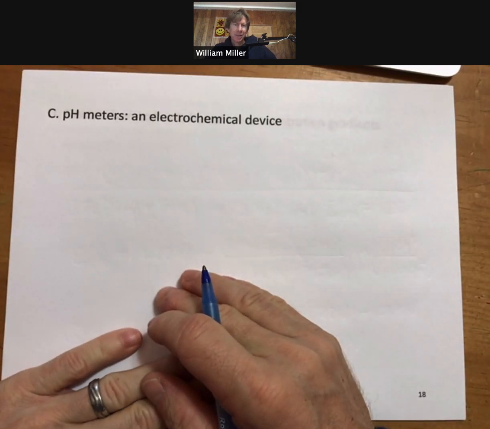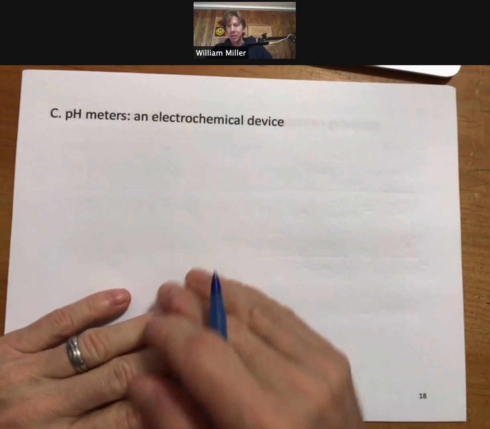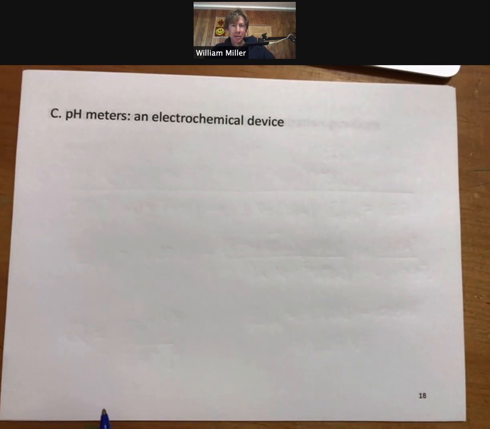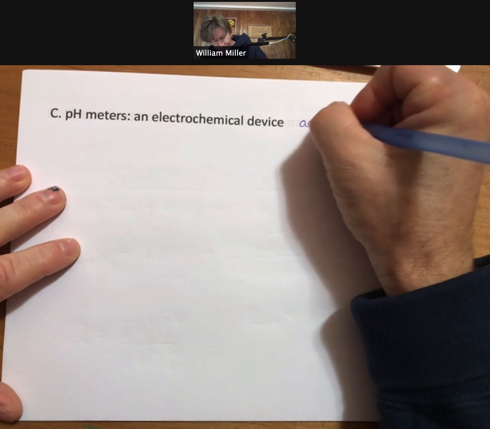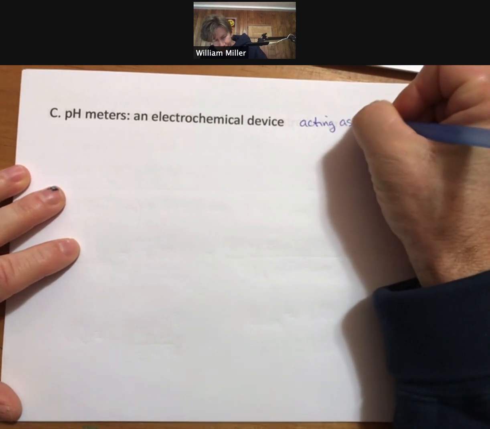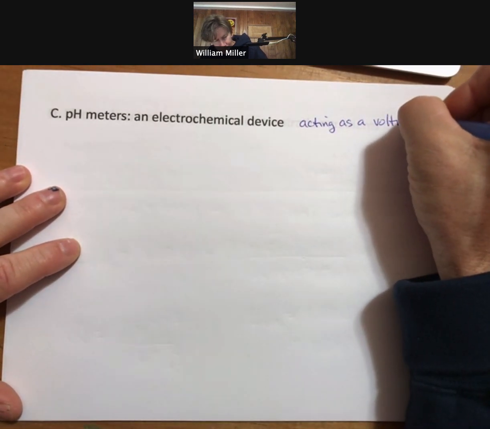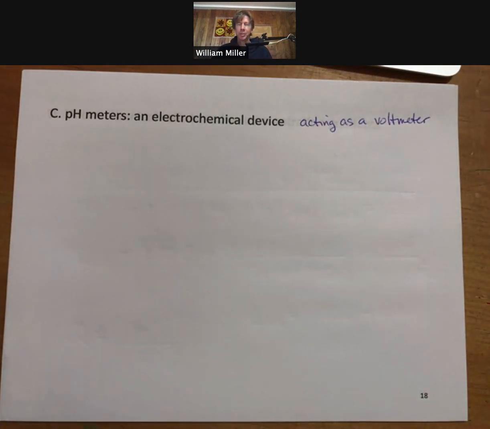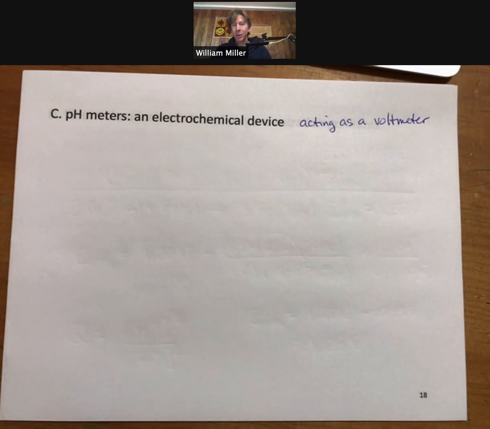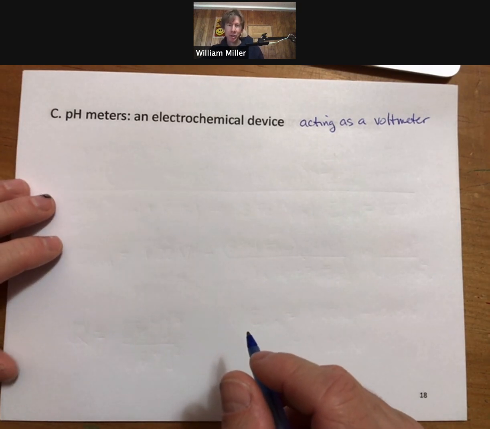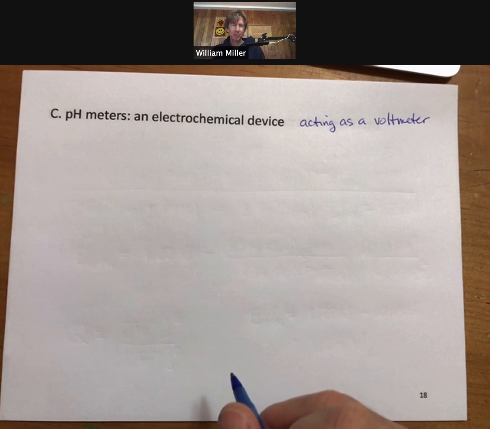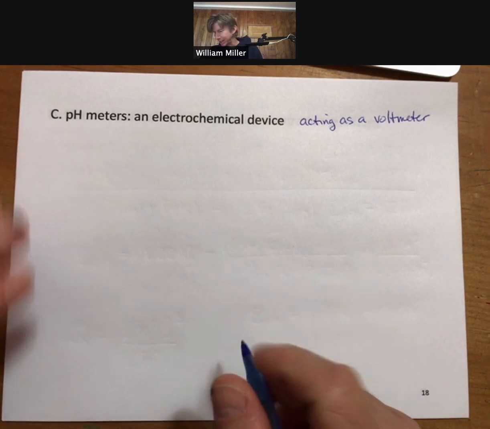About pH meters. Each pH meter is essentially an electrochemical device, and it's really acting as a voltmeter, meaning you measure a potential, and then there's an equation inside your pH meter that turns it into the pH. We're going to give an example of how a pH meter could work. This is pretty close, but it leaves out some details that we can't cover in this class.